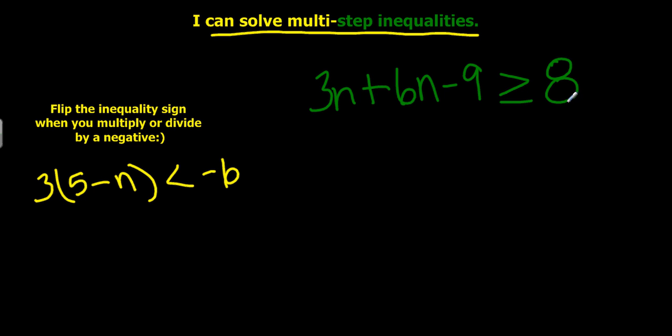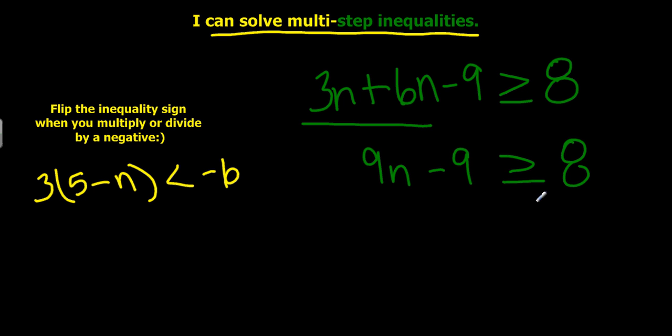And when I'm solving this inequality, I really can think a lot about it quite a bit like an equation. So if I just think about it in terms of the equation, I would start by combining like terms. So I think about my inequality sign kind of like my equal sign. I do 3n plus 6n gives me 9n minus 9 is greater than or equal to 8. And now I look and I would think, how would I normally get my n all alone, which is my goal? I would start by moving a plus 9 to both sides.